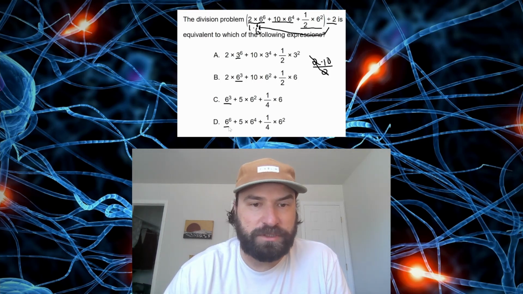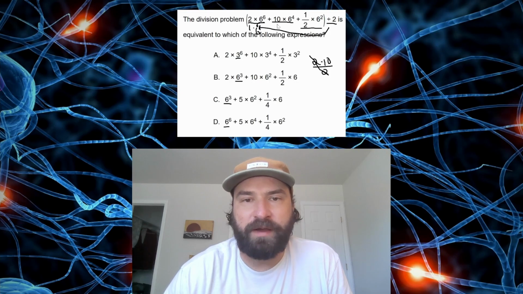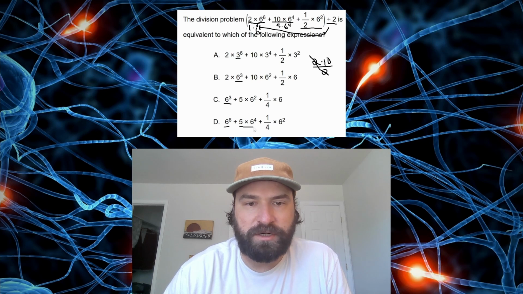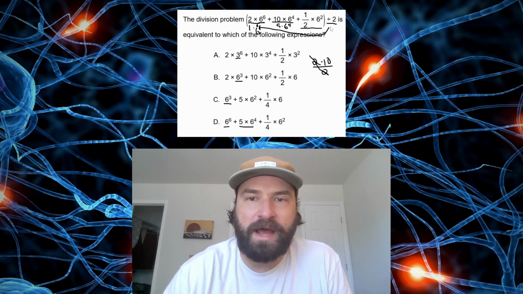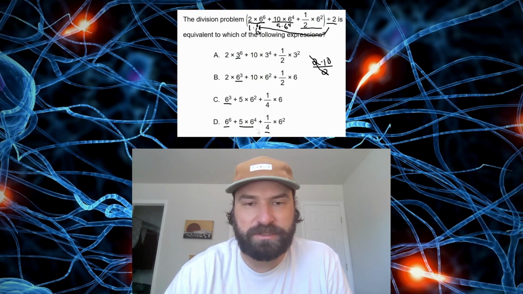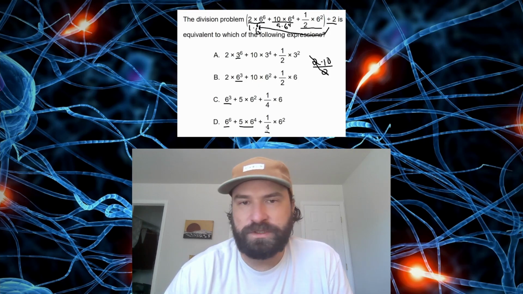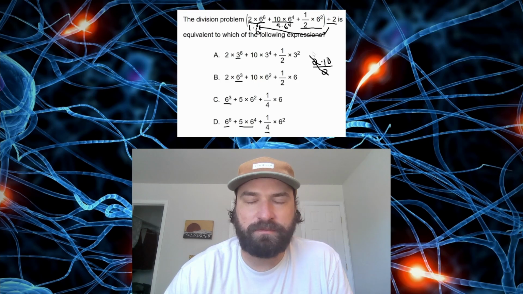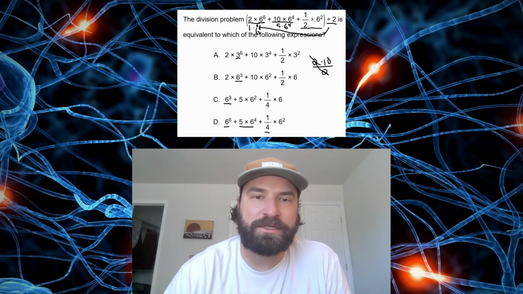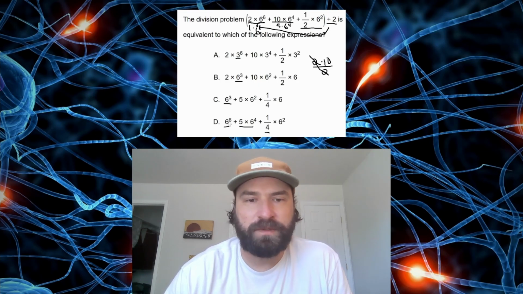And that's going to give us just 6 to the 6th here. And then we divide the 10 by 2, which gives us 5 times 6 to the 4th, which you can see as this term right here. And then we divide 1/2 by 2, which gives us 1/4 times 6 squared. So D looks correct. So that's math that you're allowed to do there. You can divide each of these terms by 2, and you end up with D.